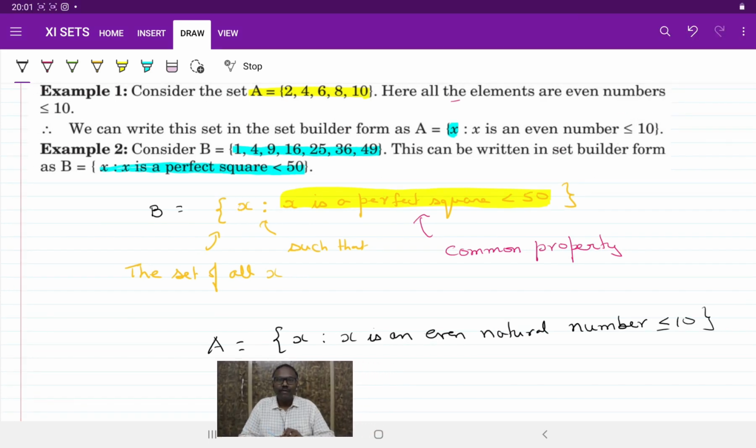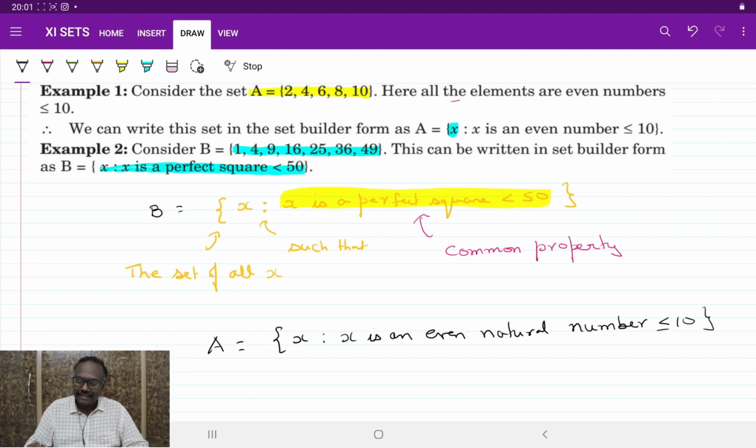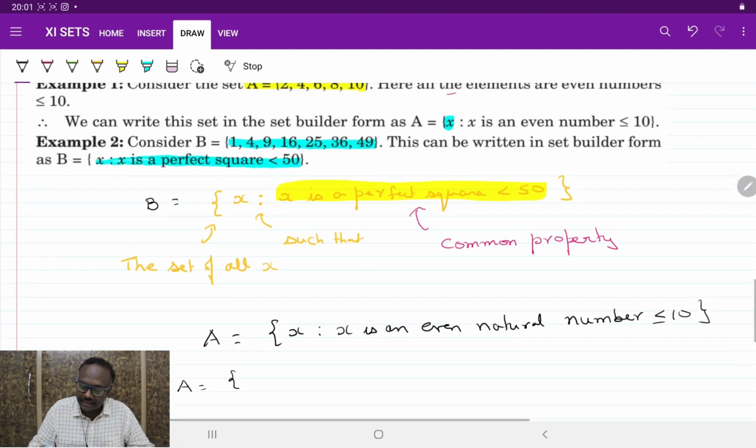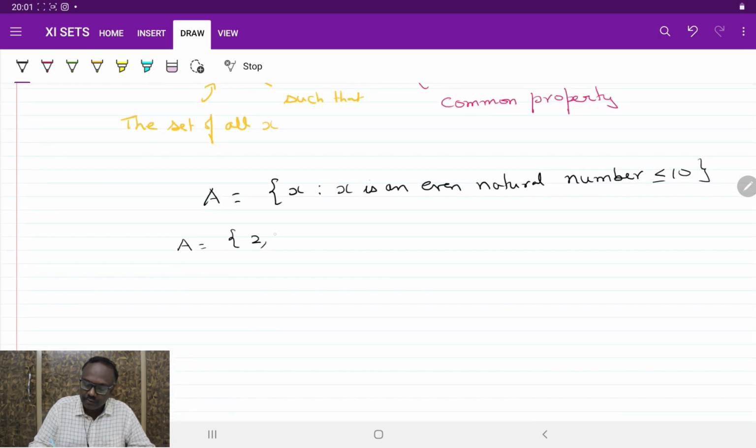Now the problem can also be solved in a different way. Let us write the set builder form in a different way, other than the description in terms of words. Let us take the example A equal to 2, 4, 6, 8 and 10. This has a common property that they are all even numbers less than or equal to 10.